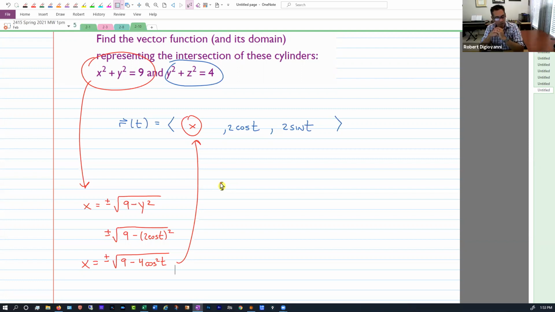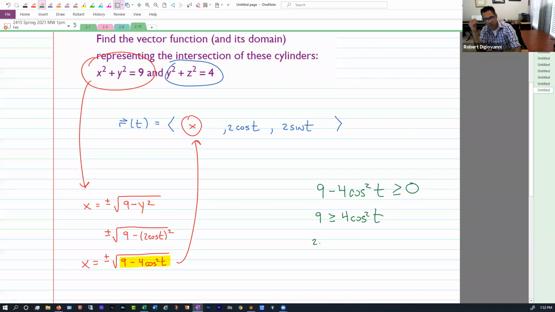Yeah, good, very good. So look, if we look at this one, look at this under here. 9 minus 4 cosine squared t. We need that to be bigger than or equal to 0, don't we? Well, that would mean that we need, let me just do some basic algebra here. I'm going to move the negative 4 cosine squared t to the other side. And I'm going to divide by 4. 9 divided by 4 is what? 2.25. Do y'all agree? 2.25 is greater than or equal to cosine squared t.